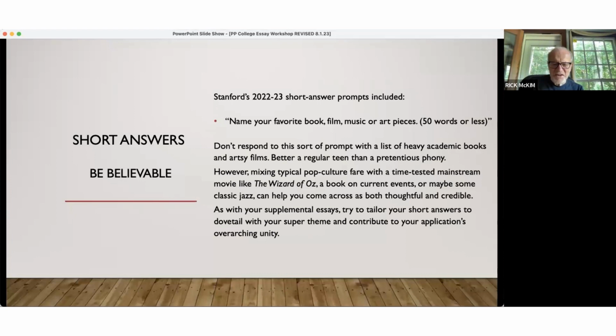And again, try to tailor your answer so that it dovetails with your super theme. Pick books, films, music, whatever, so that they harmonize with the super theme that your thesis has set up in your personal essay. You want to throw a different light on different colors, add different colors to a consistent self-portrait, and give an overarching unity to all the written elements of your application.